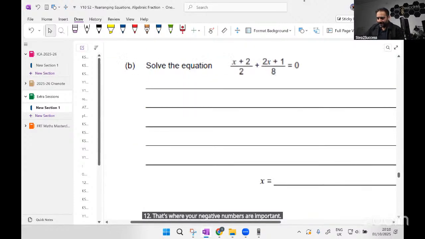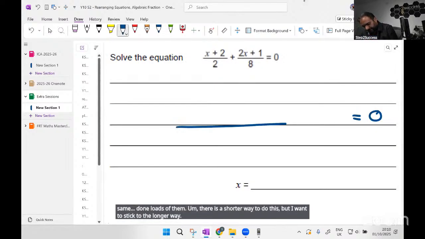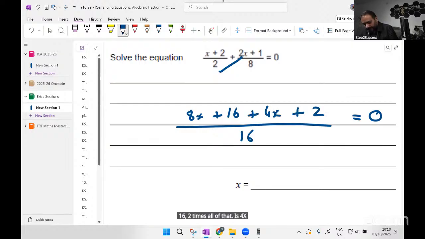Solve this equation. Same, done loads of them. There is a shorter way to do this, but I want to stick to the longer way. Big line, 2 times 8, 16. 8 times all of that is 8x plus 16. 2 times all of that is 4x plus 2. So same method every time. Times those two together, times that way, times that way.